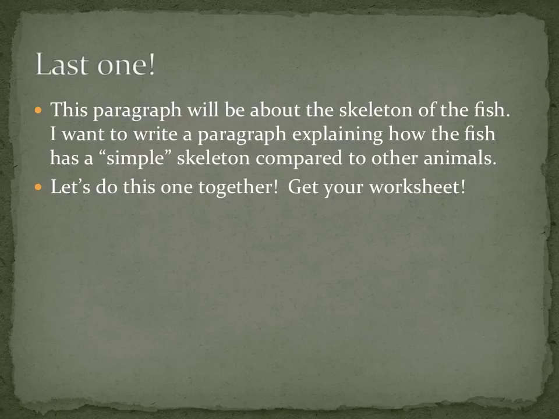This is the last one we're going to do together, so you need to make sure that you have your worksheet in front of you because you're going to write down this example to help you write your own later. The paragraph that I want to write next is going to be about the skeleton of a fish. I want to write a paragraph explaining how the fish has a simple skeleton compared to other animals. So let's think about this. I'm telling my reader how simple a skeleton can be, even no matter the size. All fish have a simple skeleton. I think I've got my idea.